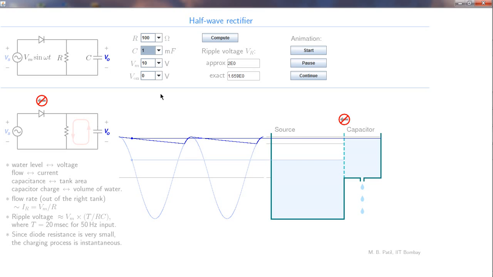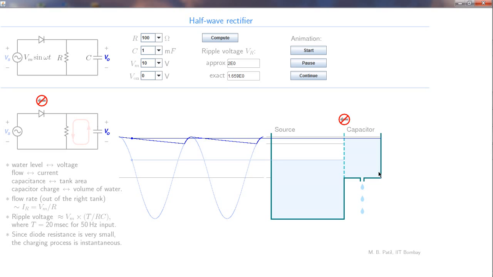Where is the capacitance in this picture? The capacitance is the volume of this tank. It represents the capacity. Now suppose we increase the capacitance from 1 to 2 millifarad. What would happen? The capacitance would then increase, the tank would increase in size.